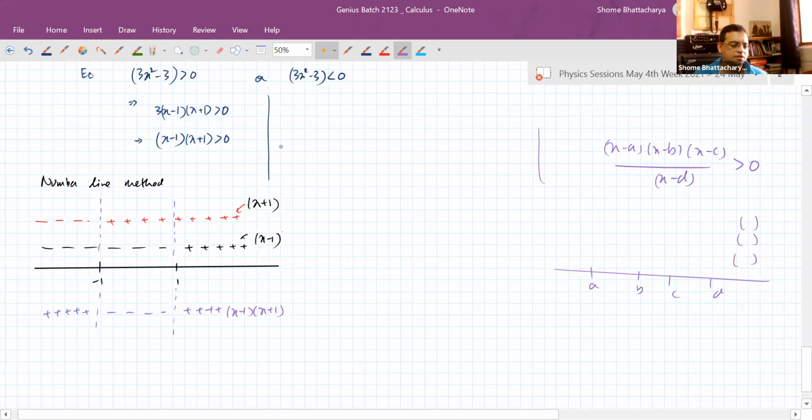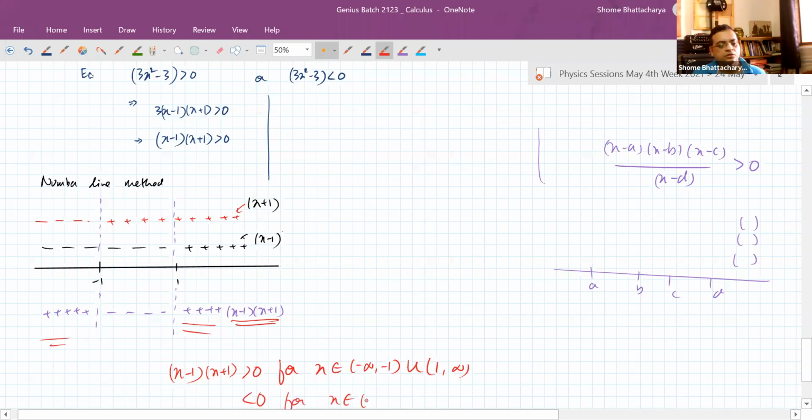I'm sure you've done things like this. So this shows that (x minus 1)(x plus 1) is greater than 0 for x belonging to the interval minus infinity to minus 1 union 1 to infinity. This region here and this region. Whereas it is negative for the interval minus 1 to 1. And it also shows that it is 0, which is obvious, for two values of x, plus minus 1.